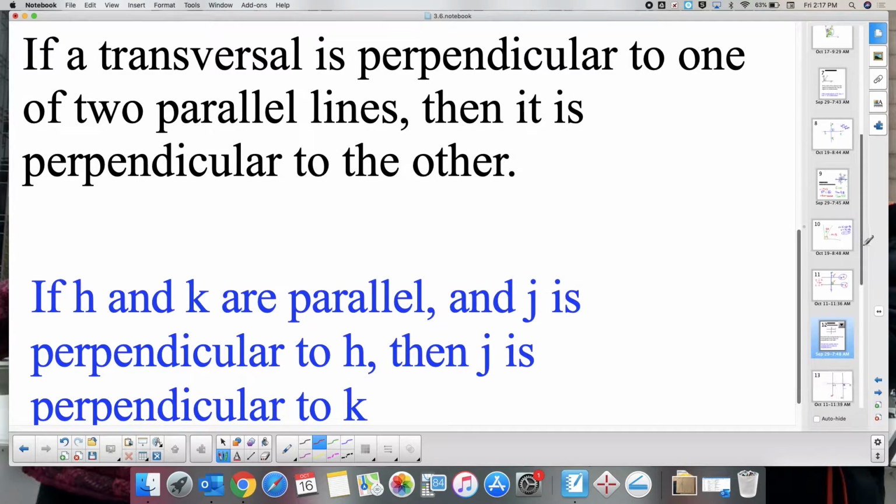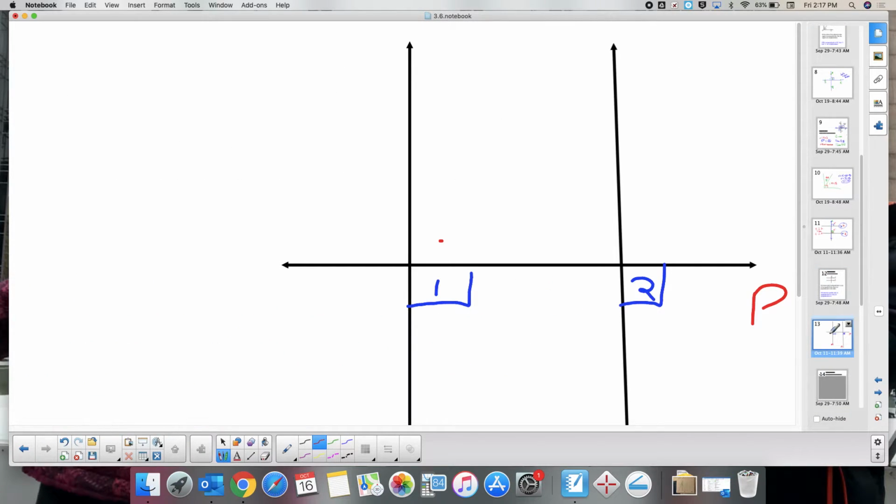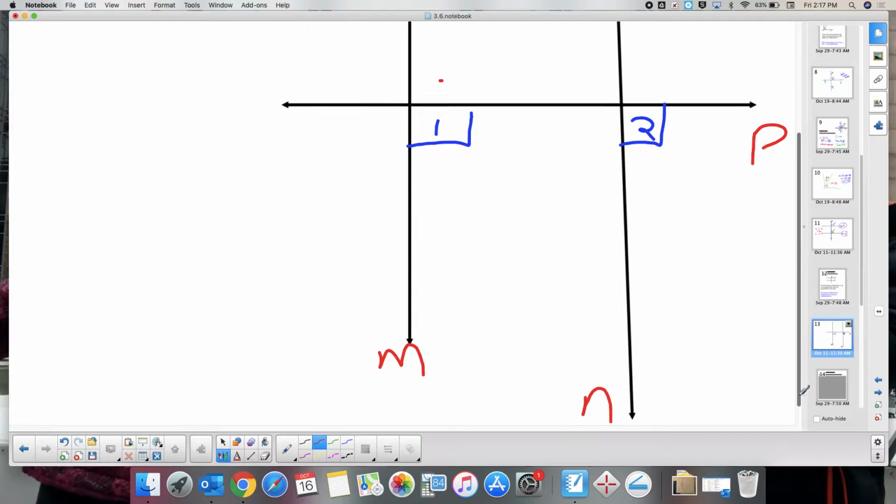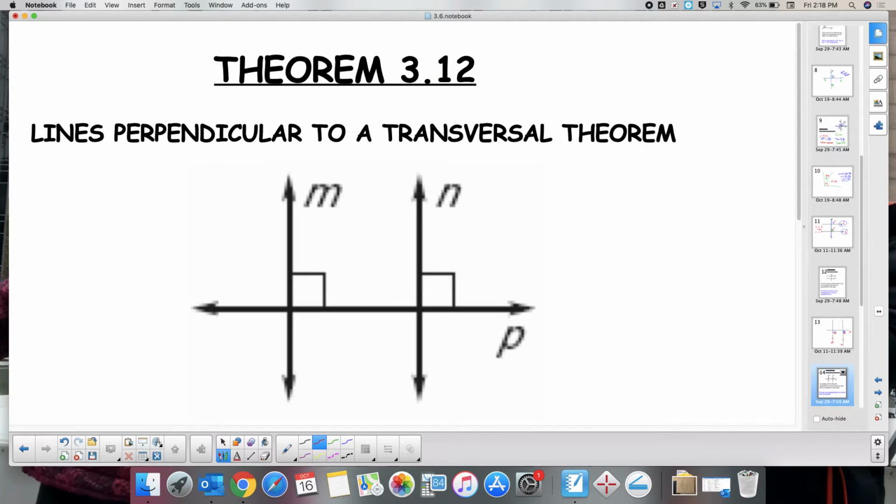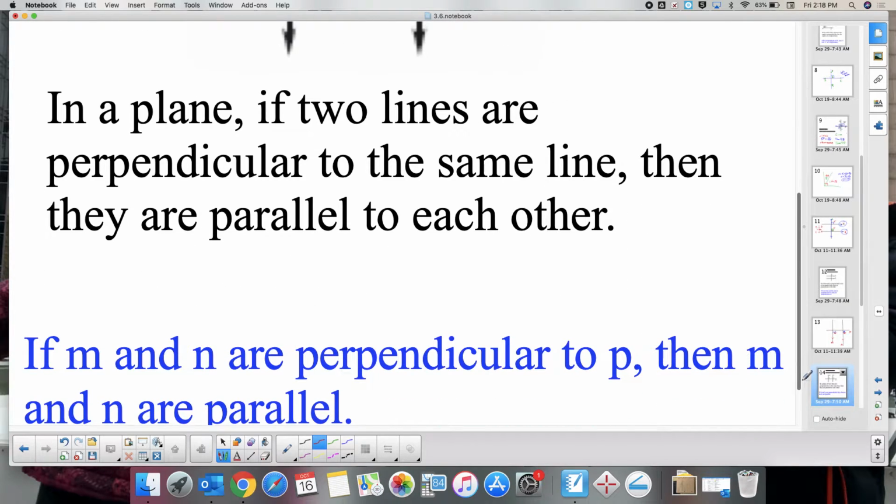Taking a look at my next idea. It says that if two lines are perpendicular to the same line, notice how M and N are both perpendicular to P, well, that would mean that angle 1 was 90 degrees and angle 2 was 90 degrees. So your corresponding angles would be equal. If your corresponding angles are equal, your lines are parallel. And that is exactly what your next theorem, theorem 3.12, says. If M and N are both perpendicular to P, then M and N will have to be parallel.